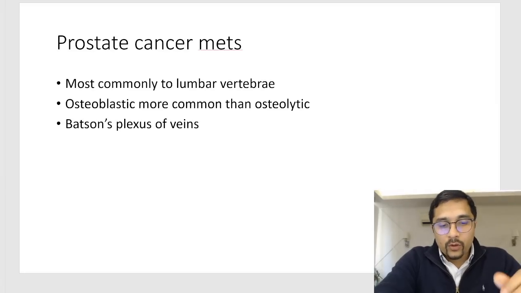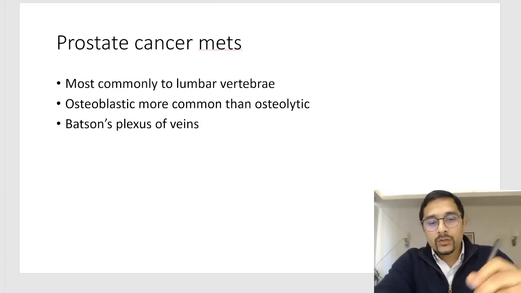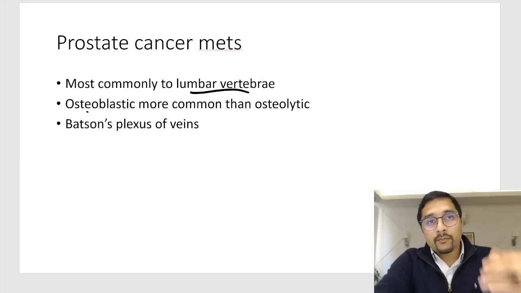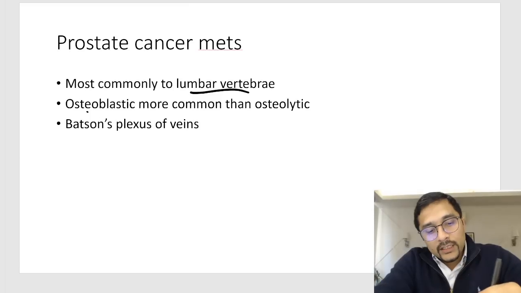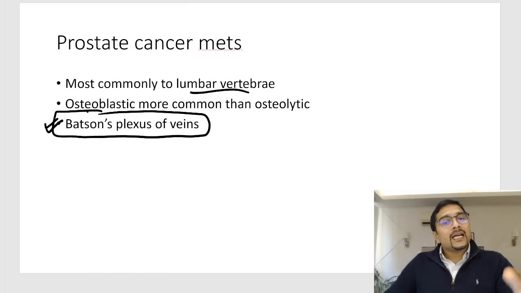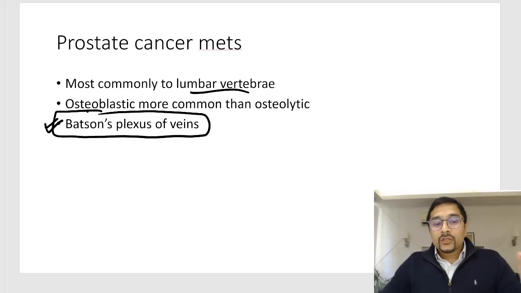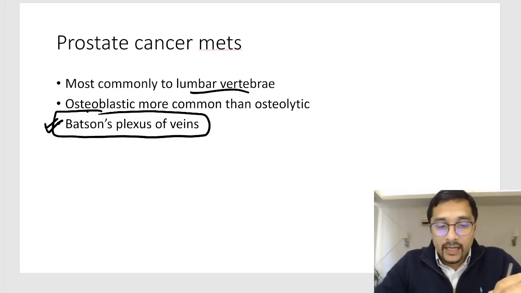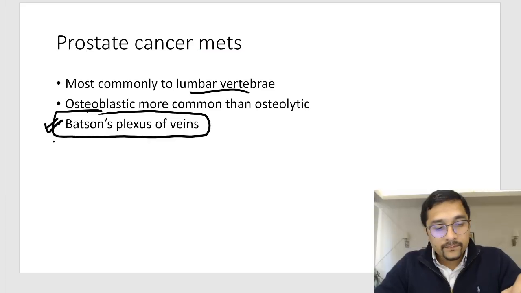You should know that prostate cancer mets most commonly to the lumbar vertebrae. They are osteoblastic, more common than osteolytic. So blastic means bone forming more than bone destroying. And this question has been asked: how do these metastases, or how do these cells, reach the vertebral column? They reach the vertebral column because of the Batson's plexus of veins. You should be aware of this.